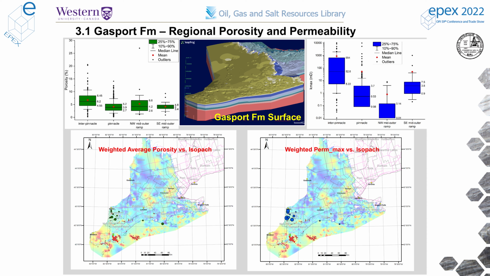What can be noted is that in the pinnacle structures, the Gasport is relatively less porous and permeable than those in the inter-pinnacle areas. And we do see highly permeable examples where the karstic conduits penetrate into the Gasport formation in the inter-pinnacle regions, marked by the outliers. We have limited data in Area 3, so not enough to support any regional trend evaluation.